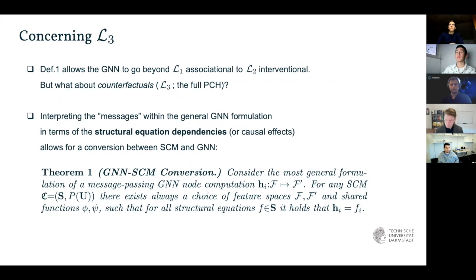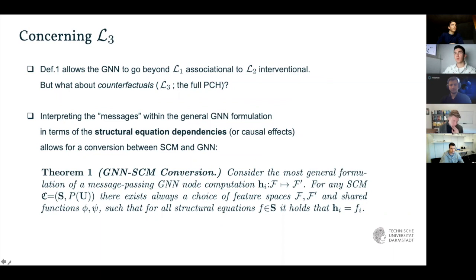But one big question is then, okay, well, what about the counterfactuals, right? So what about the full layer, right? The full PCH. And this was an important thing, right? So we want to think about this because, you know, you might call it interventional then only, right? And not causal, right? But what is a causal GNN or something like that?